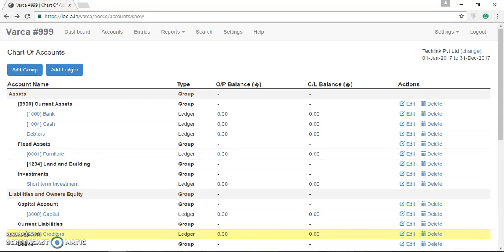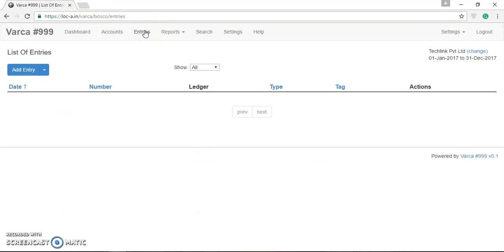Now let us understand how to make entries in the software. So let us access entries. This page shows the list of entries as well as it gives us an option to make an entry. So let us make a few entries for us to understand.